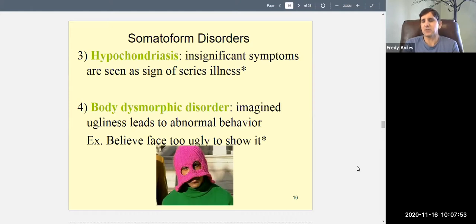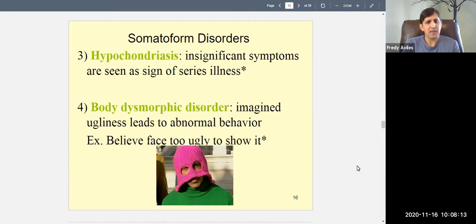They believe there's something about their body, something about them that is so hideous, so misshapen that they have to hide it. This example over here, like you believe your face is too ugly to show it. I remember the cartoon when I was a kid. I didn't watch the movie, but this image comes from the movie. The cartoon, very old, okay?